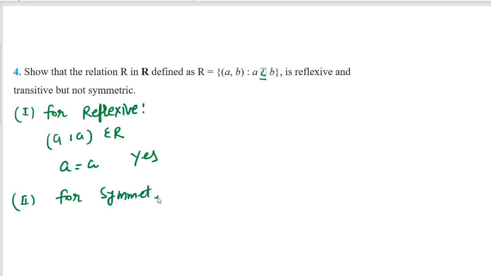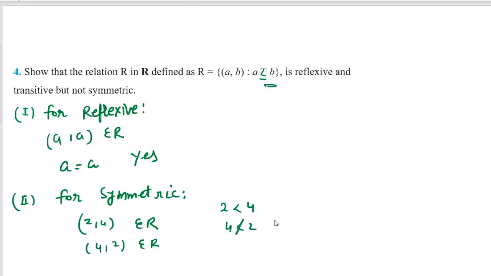For the second part, symmetric. What is the condition of symmetric? If I talk about the symmetric, I can say (2, 4) belongs to R, but (4, 2) does not belong to R. Why? You can see 2 is less than 4, but 4 cannot be less than 2 according to this condition. So it is not symmetric.